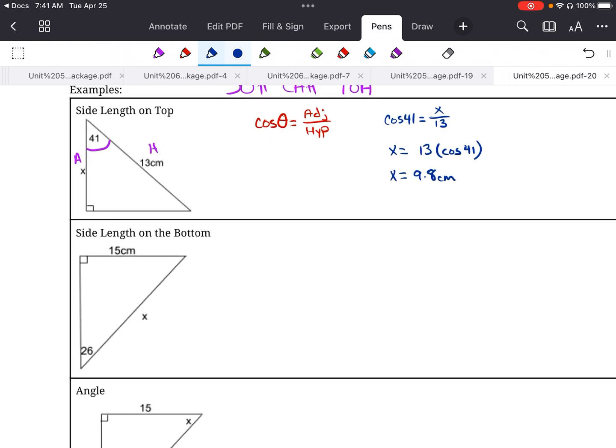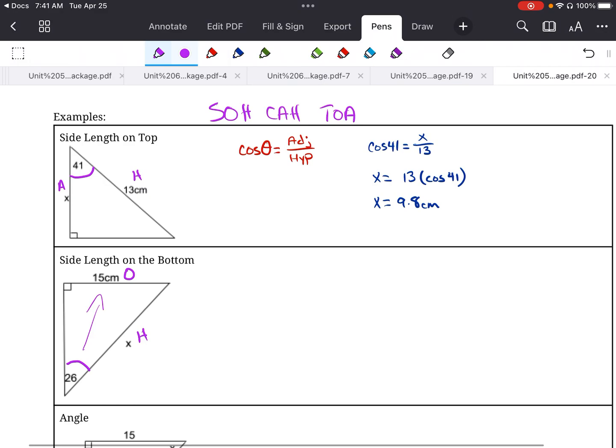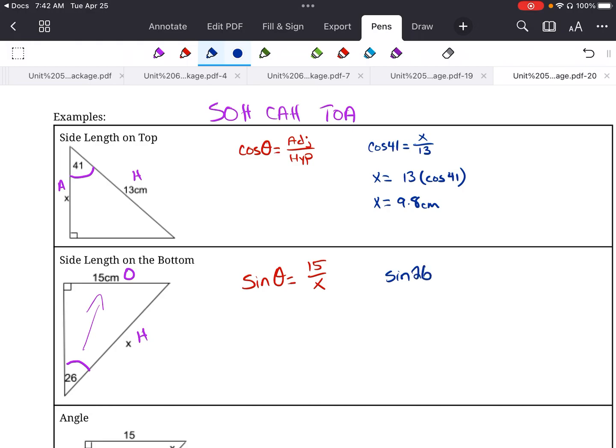Okay, side length on the bottom. Our reference angle is down here, the 26. So the 15 would be the opposite because it's opposite, and the x is the hypotenuse. So this time we're using O and H, so that means we're going to use sine. So sine theta is 15 over x. So we get sine 26 equals 15 over x.